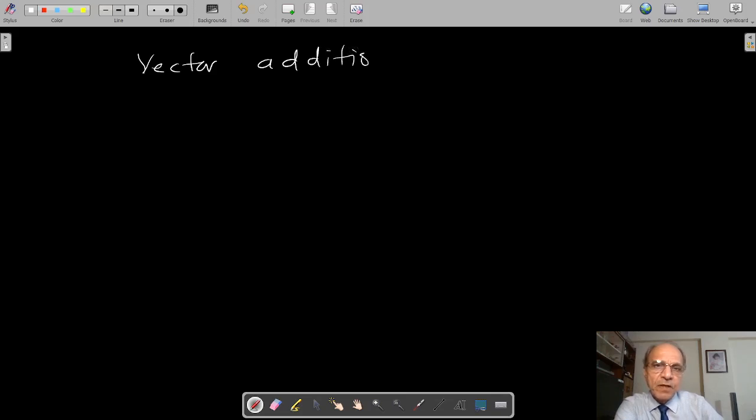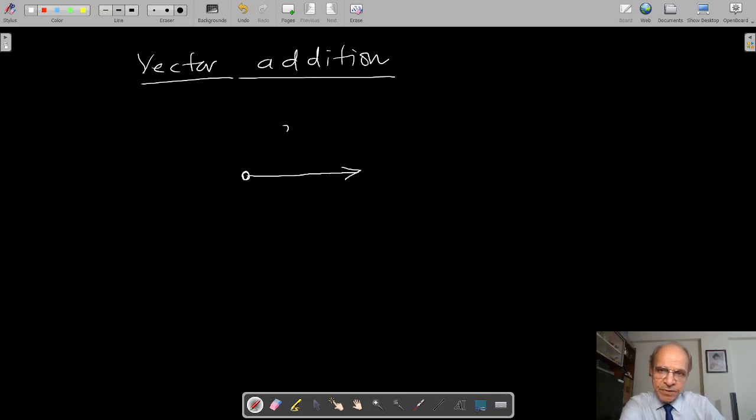Okay, now we start with vector addition. How do we add two vectors? Say the vector is, let's say, a displacement vector. Now here is a person who displaces in this direction by 3 meters.